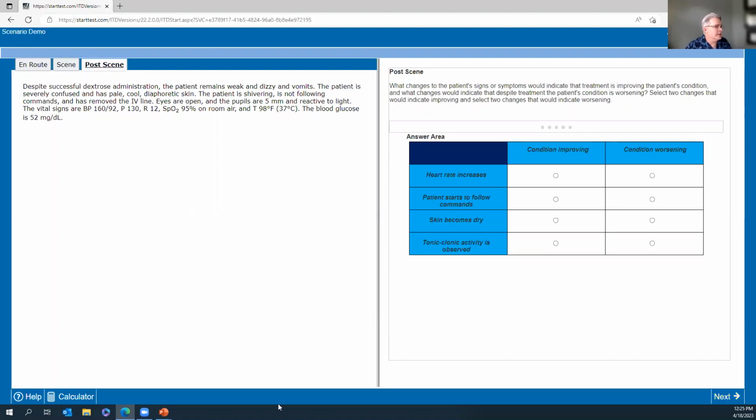So I'm going to come over here and look at the heart rate. The heart rate is 130. So if that heart rate increases more, I would think that would be a bad thing. If the patient starts following commands, I think that would be a good thing.